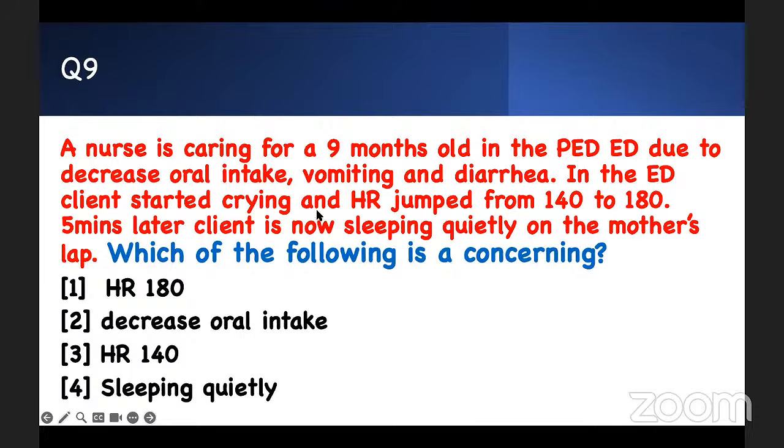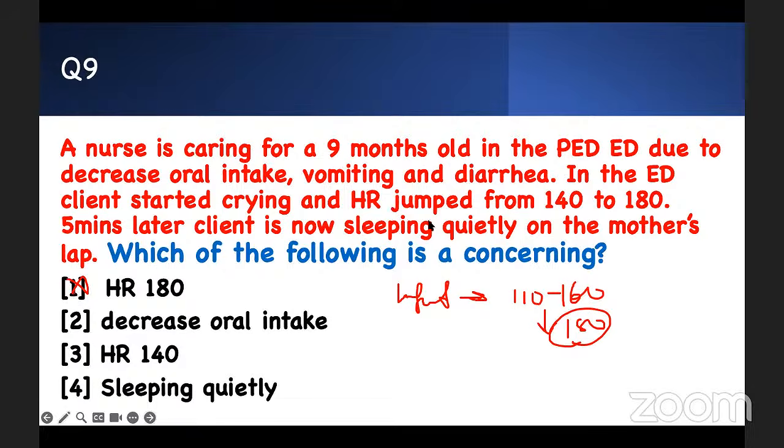I already gave you the answer away. This guy is an infant. His heart rate is usually 110 to 160. When he cries, it goes to 180. So this, I'm not worried about it.